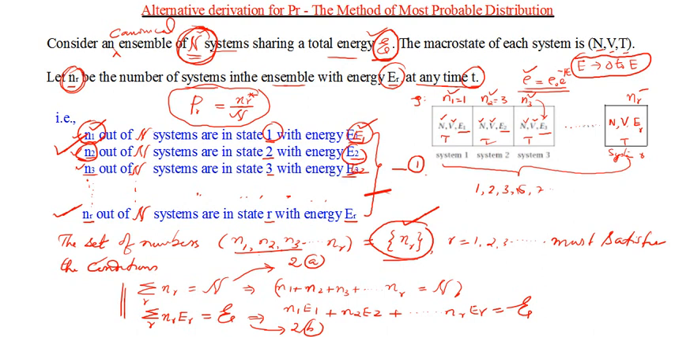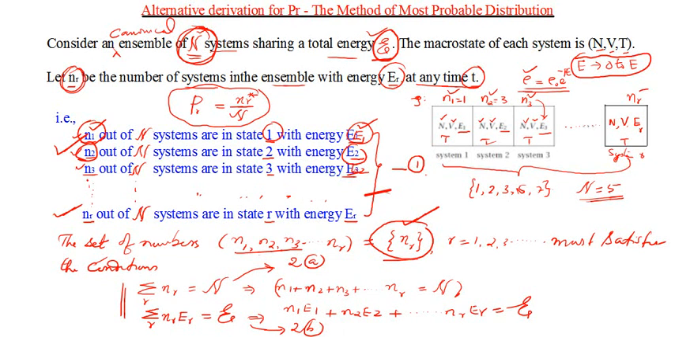Now the total should be a fixed number. Suppose that I have only 5 systems. I am just taking a very simple toy model, so don't expect this toy model to be correct. Suppose that n is equal to 5. N equal to 5 means there are only 5 systems in the ensemble.